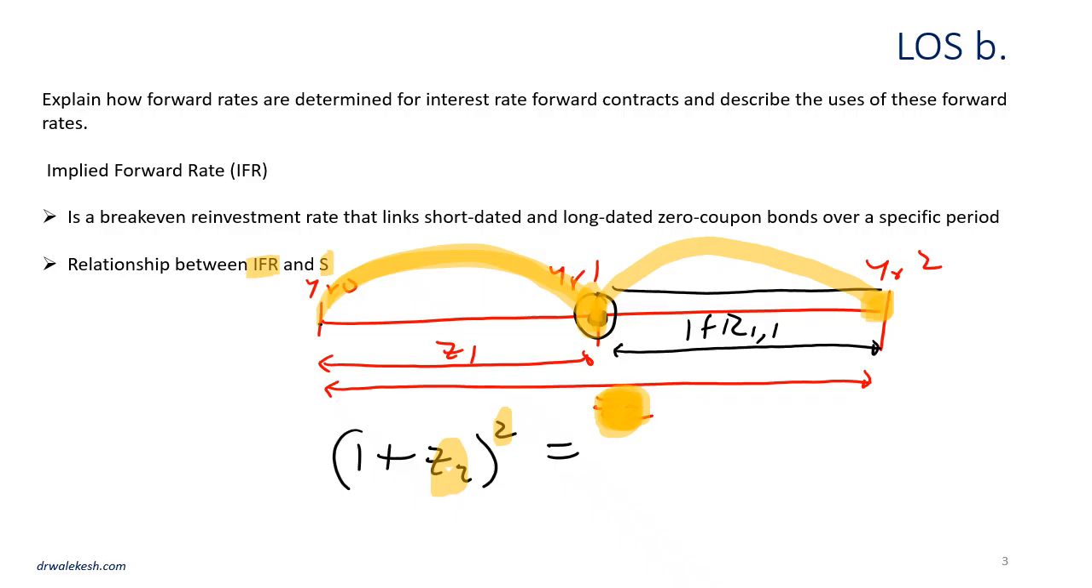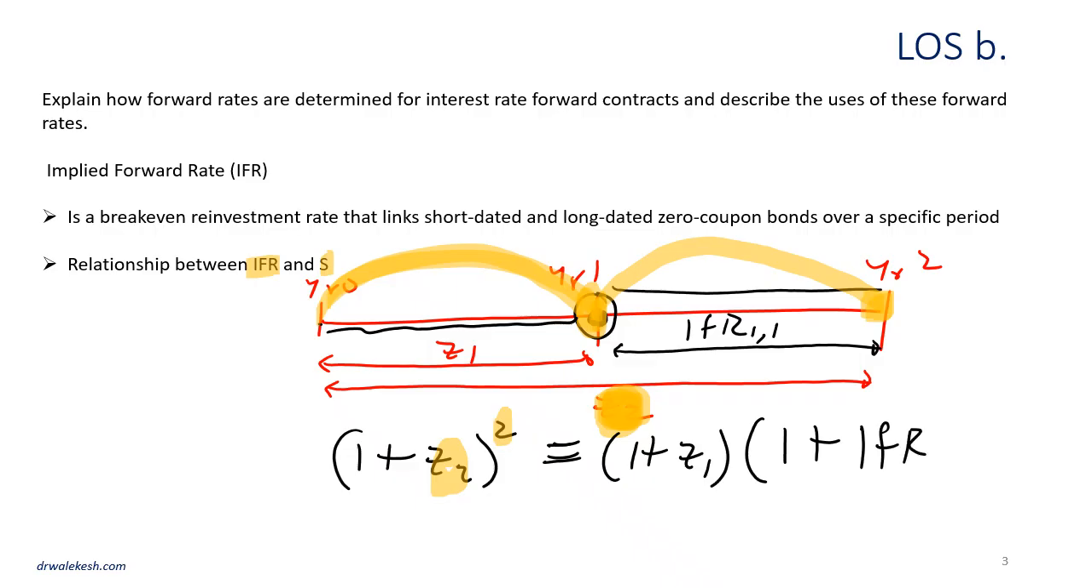Then it should be equal to 1 plus Z1, but this is just for one period, times 1 plus the implied forward rate in 1 year's time from now for 1 year. The next question might be, why do we have 1? The assumption is that at time t equals 0, you invested $1. So we keep rolling over this $1 to cover the whole period.